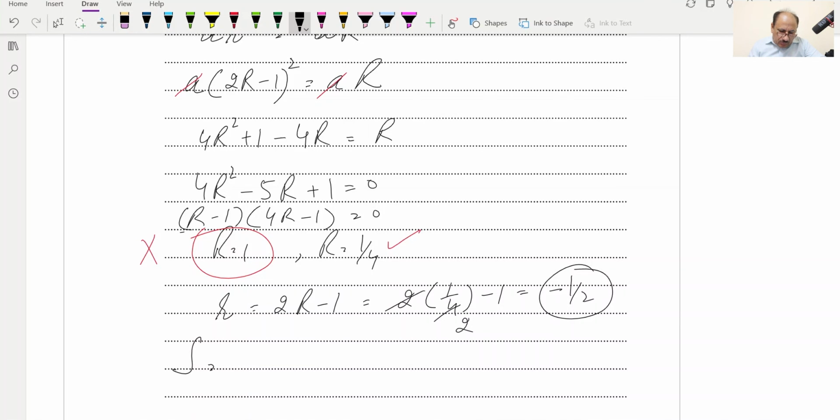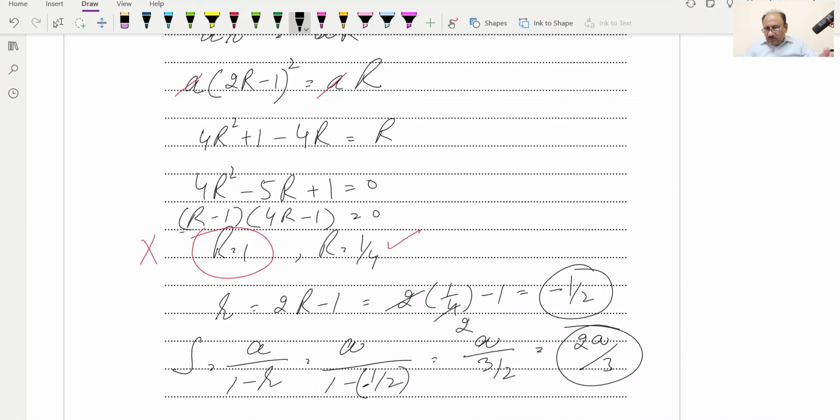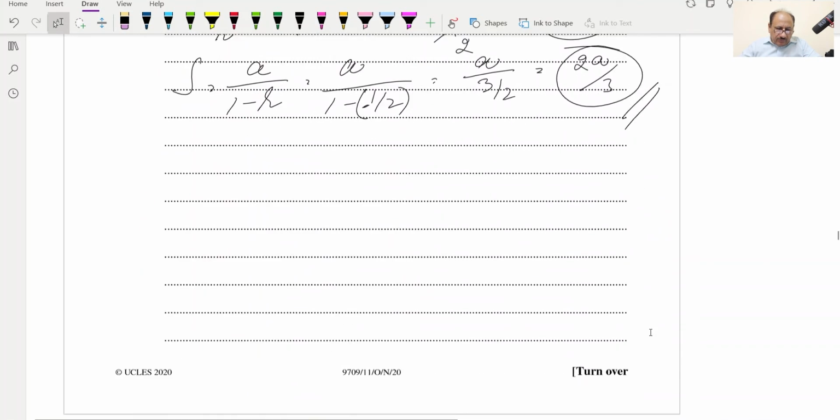Now S is equal to A over 1 minus r. This is the formula which we know. The A value is A and the 1 minus r value is 3 by 2, since r is minus 1 by 2. So A over 3 by 2, and we can use the fraction over fraction rule. So it will be 2A over 3, and this will be our final answer for this question.